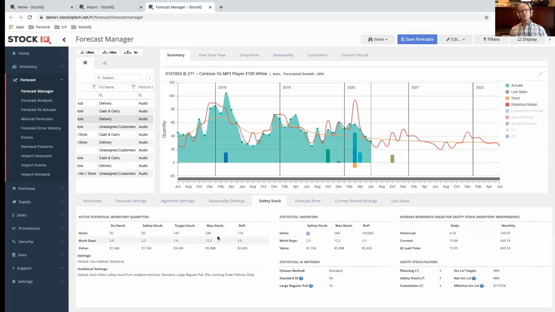If it's above this, it's either excess or overstocked. If it's below that 50 units, we know that we're going to be concerned about potentially running into a situation where we don't have enough stock.